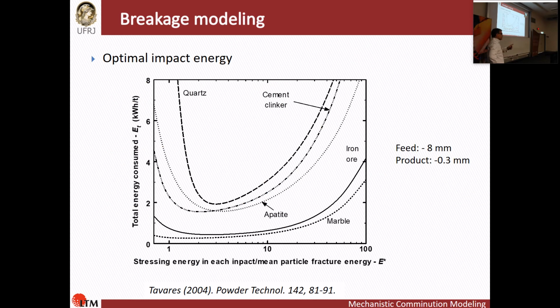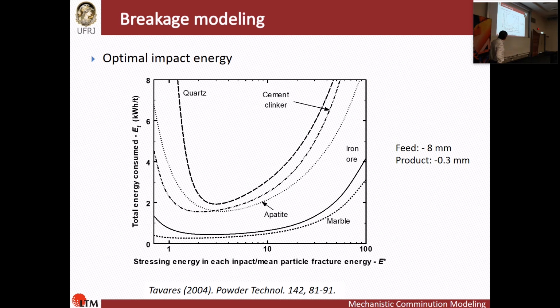So for instance, one interesting thing that we can get from understanding breakage is the realization of what is the optimal stressing energy that you should apply to be able to do the same job with the least amount of energy. So, for instance, here, the x-axis is how much energy you're applying to each impact divided by the mean energy that is required to break all particles of that size. Let's use the simulation feed minus 8 millimeters and the product of a given size.